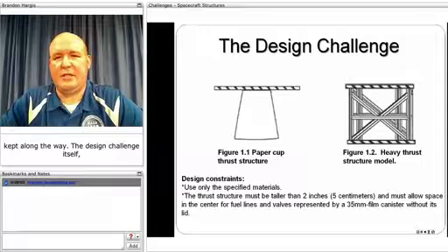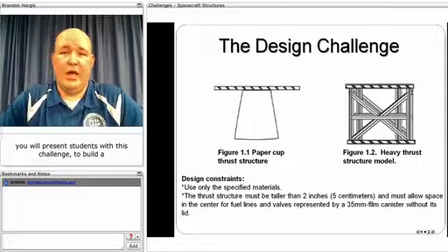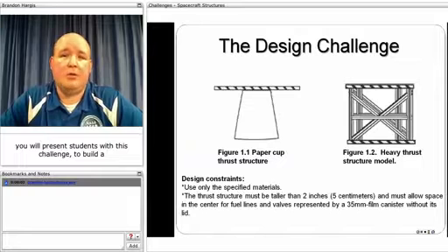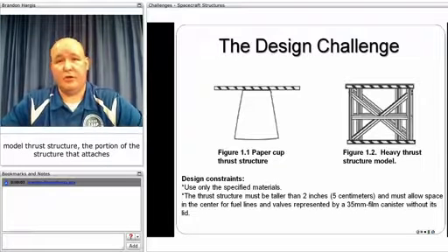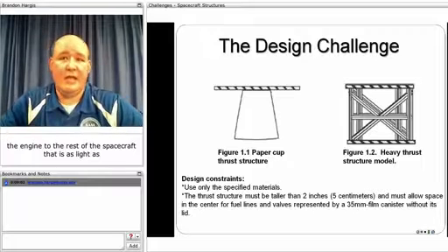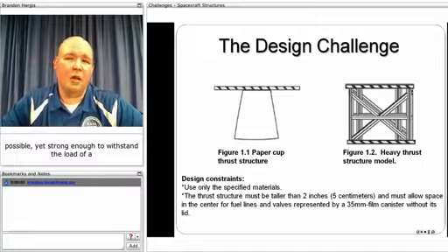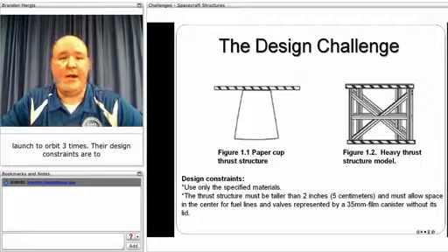For the design challenge itself, you will present students with this challenge: to build a model thrust structure, the portion of the structure that attaches the engine to the rest of the spacecraft, that is as light as possible, yet strong enough to withstand the load of a launch to orbit 3 times.